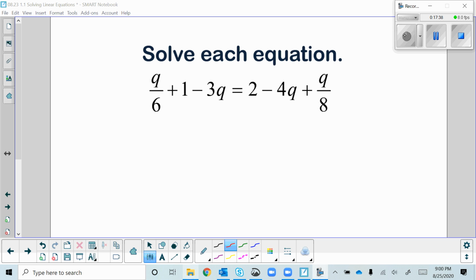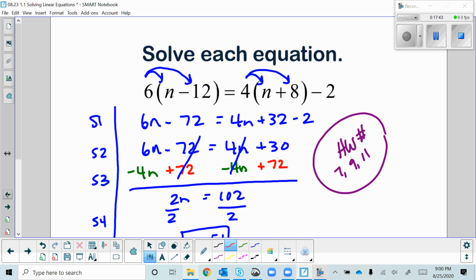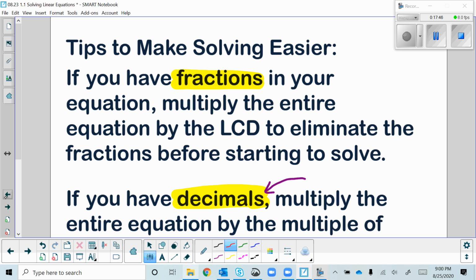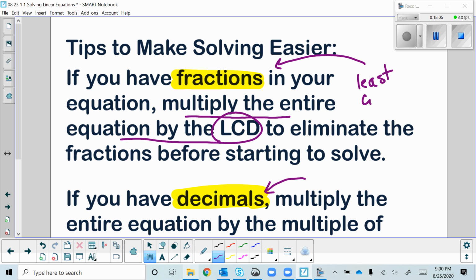All right, so that brings us to our last kind of equation, which is with fractions. So if we go back to this part of the notes, the tip for working with fractions in equations is to multiply the entire equation by the LCD to eliminate the fractions before starting to solve. So if you remember what LCD stands for, it's the least common denominator. And denominator is the number in the bottom of the fraction.